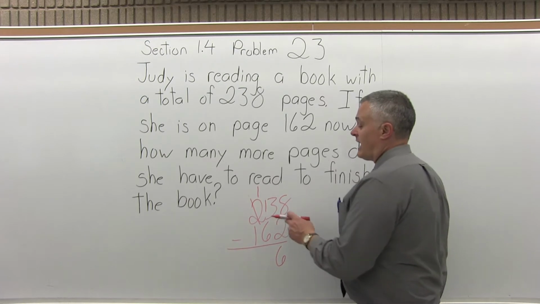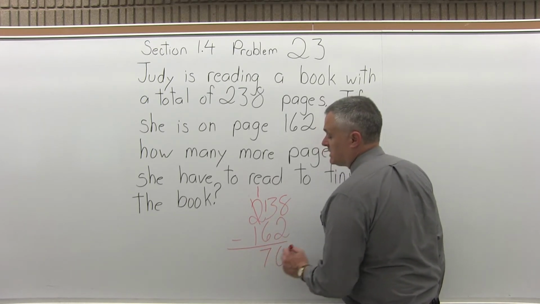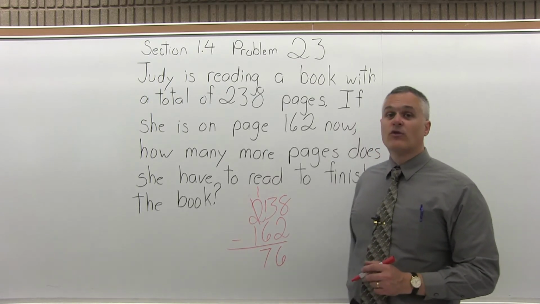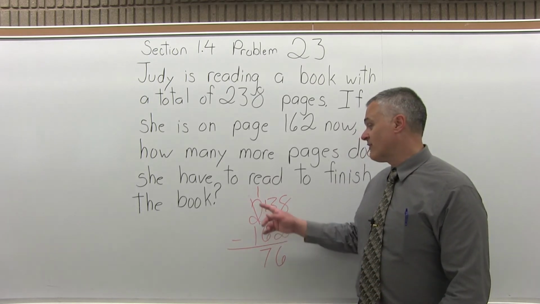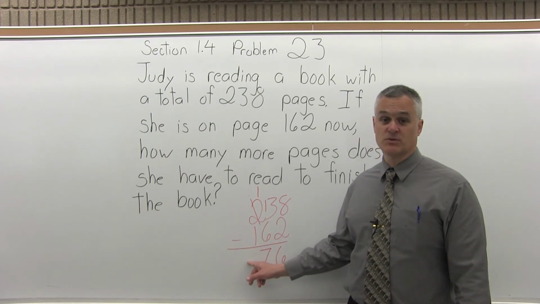So now I will subtract 13 minus 6. That gives me a 7. And then if I go over one more column of digits to the left, I have 1 minus 1, which is 0. And you don't have to write the 0 when it's in the leftmost position.